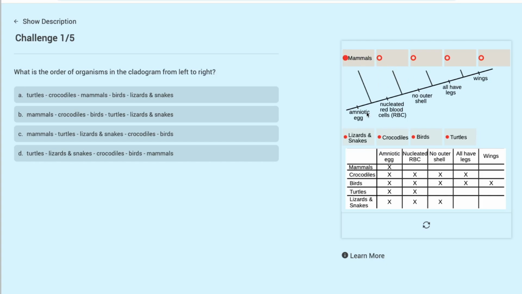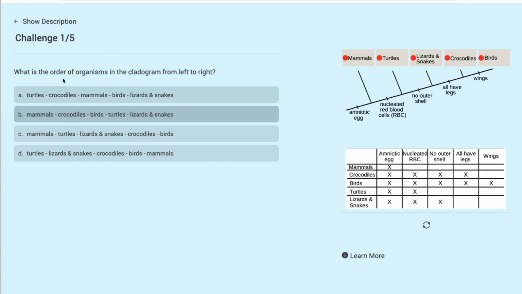The next organism comes after you run into amniotic egg and red blood cells. So we need to pick an organism that has amniotic eggs and a nucleated red blood cell. Well, it looks like that's going to be turtles. So we'll put turtles next. The next organism has no outer shell, and it also has the RBCs and the amniotic egg. That's going to be our lizards and snakes. The next organism has legs as well as these other three traits, and that's going to be our crocodiles. And then the last organism has wings, so that's obviously going to be our birds. That's how our cladogram would look from left to right.